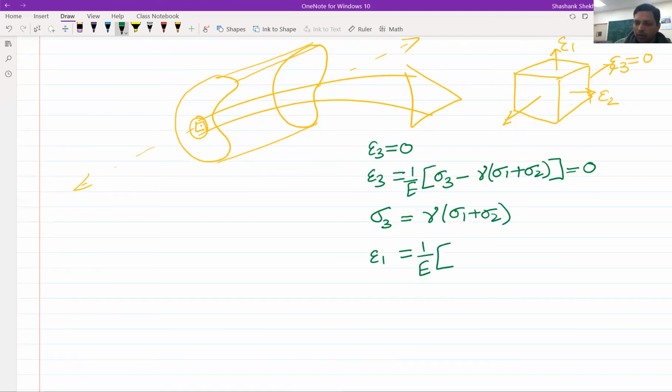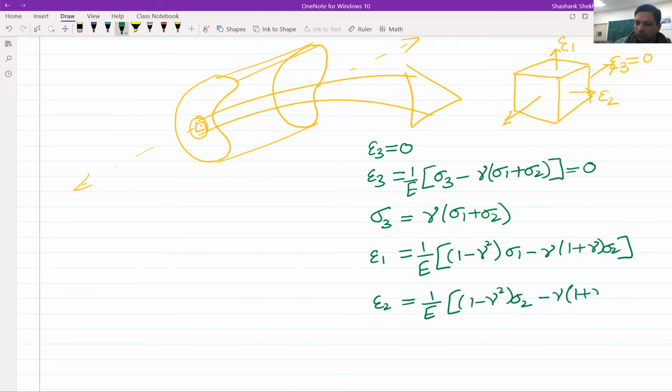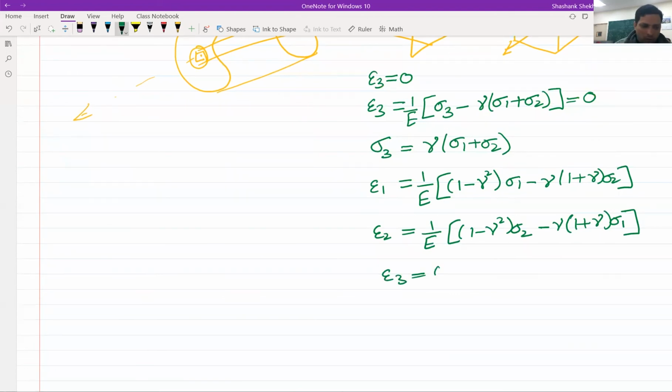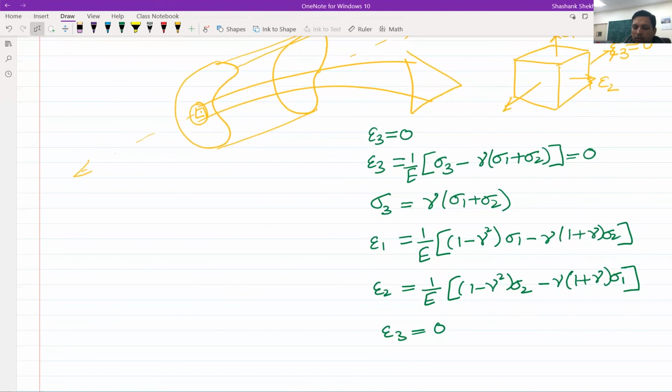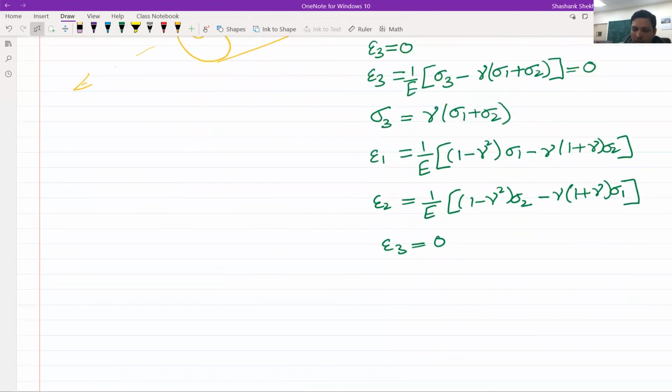Epsilon 1 is equal to 1 over E, (1 minus nu square) sigma 1 minus nu (1 plus nu) sigma 2, and epsilon 3 we already know is equal to 0. So this is again another simplification that we can obtain for engineering applications. So this is for plane strain condition. And these are very useful and helpful to simplify the problems and solve our equations. We will not solve a problem for this one right now, but let's solve an example.